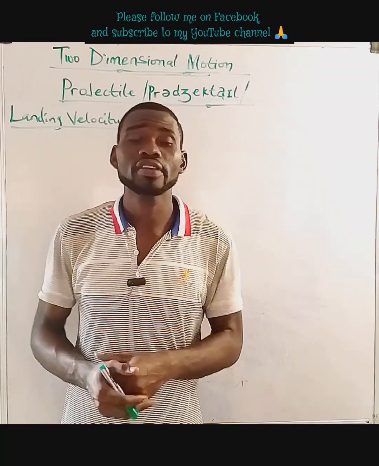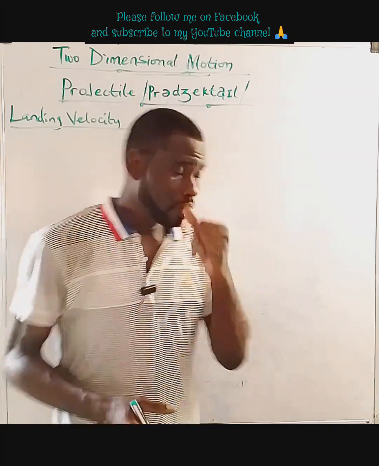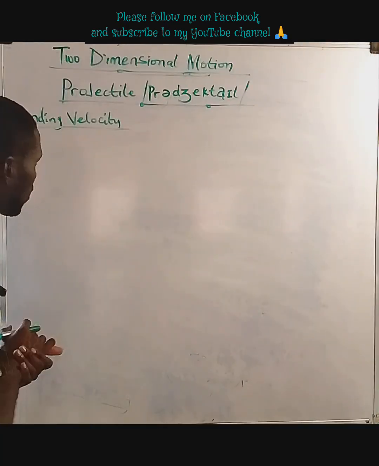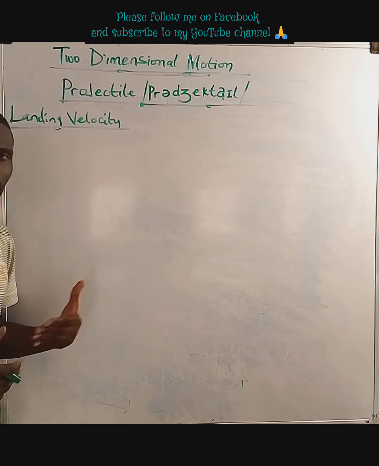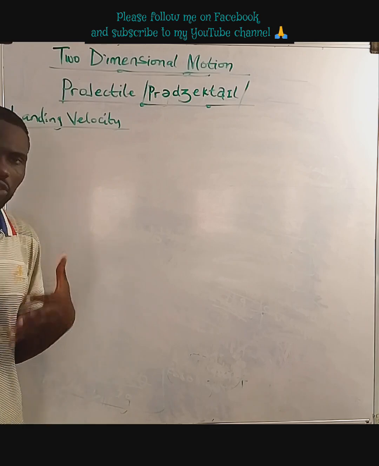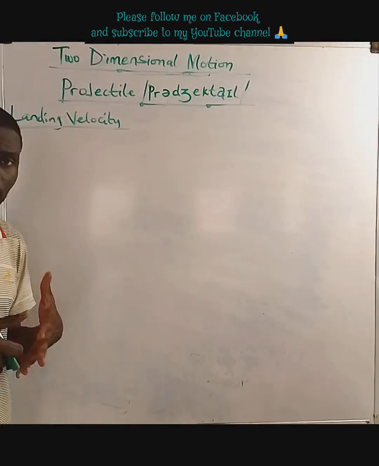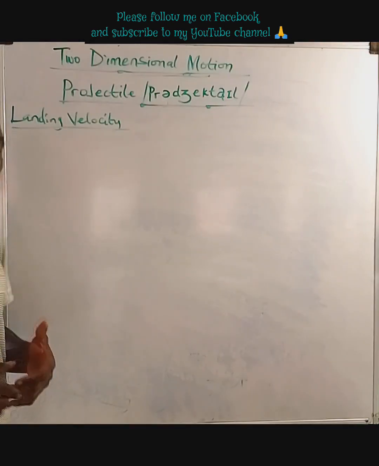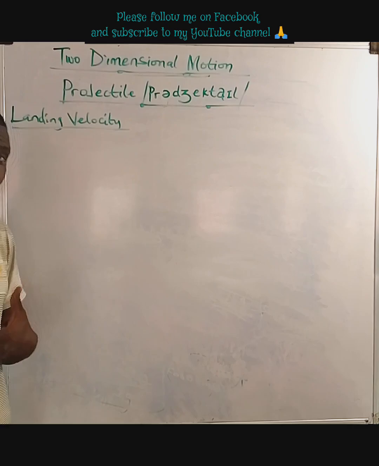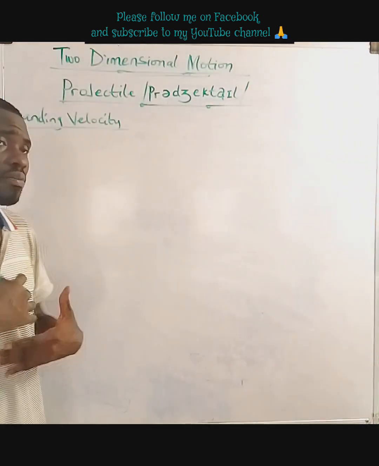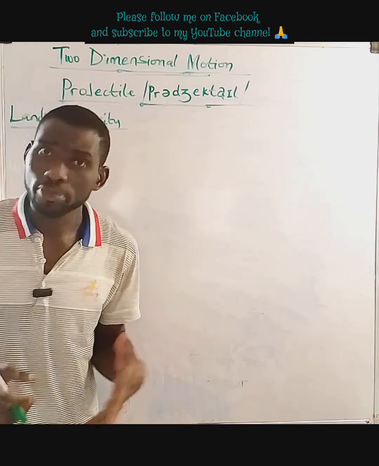Okay, guys, let's look at the penultimate terminology for projectile. What we have here is landing velocity. When we talk about landing velocity, you're talking about the velocity with which a given projectile or body hits a given target. When a body, also known as a projectile, is sent out at a given angle, it could be a missile, a rocket, whatever it is.